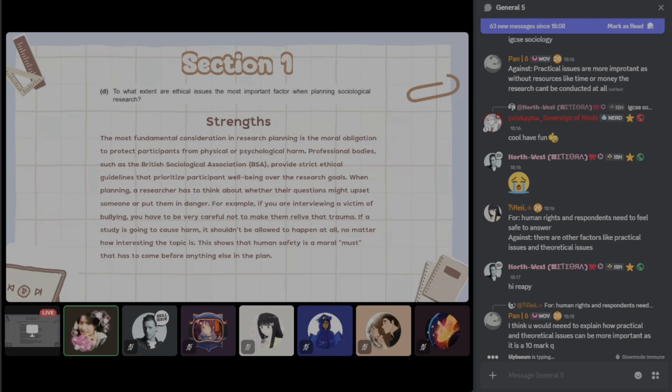For example, if you are interviewing a victim of bullying, you have to be very careful not to make them relive that trauma. That is my explanation, and my link back is: if a study is going to cause harm, it shouldn't be allowed to happen at all, no matter how interesting the topic is. This shows that human safety is a moral must that has to come before anything else in the plan.